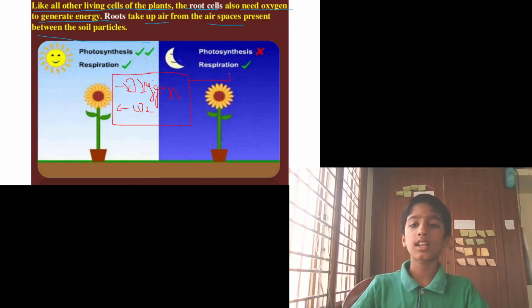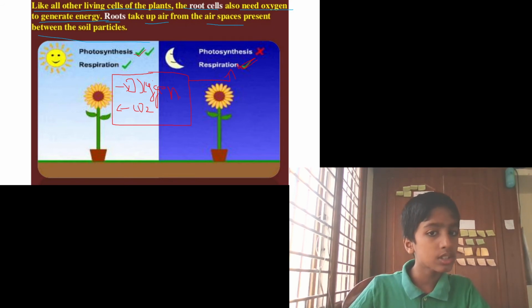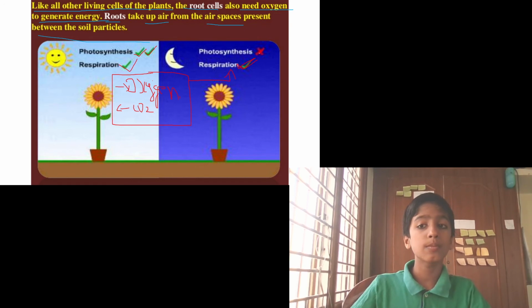This is known as respiration. So, the plants also respire. In the morning, photosynthesis will happen along with respiration, but at night, due to the lack of sunlight, photosynthesis doesn't happen and only respiration happens. In respiration, they take in oxygen and leave out carbon dioxide, but in photosynthesis they take in carbon dioxide and leave out the oxygen.